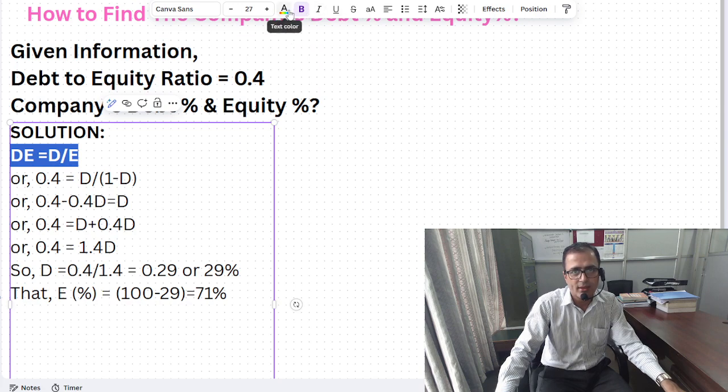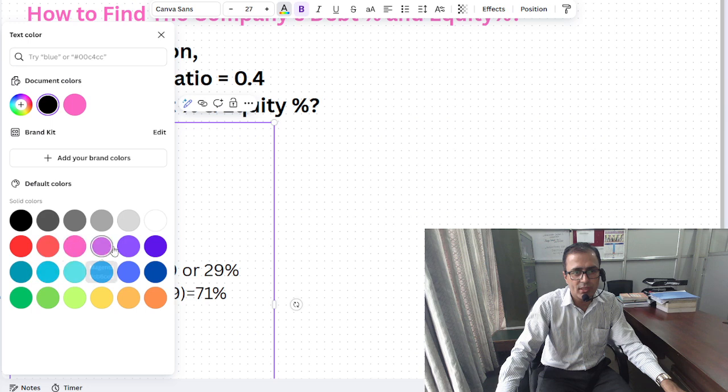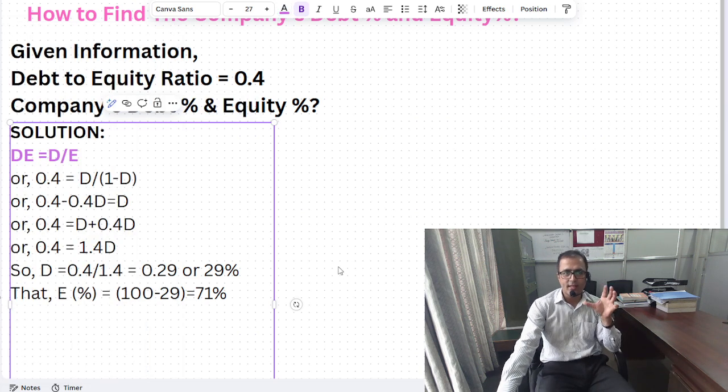I would use the color here. Okay, that is the debt to equity ratio. You could find, yes, 29% is our debt and equity percentage is 71%. This way you could find and solve this type of quiz question also, friends.